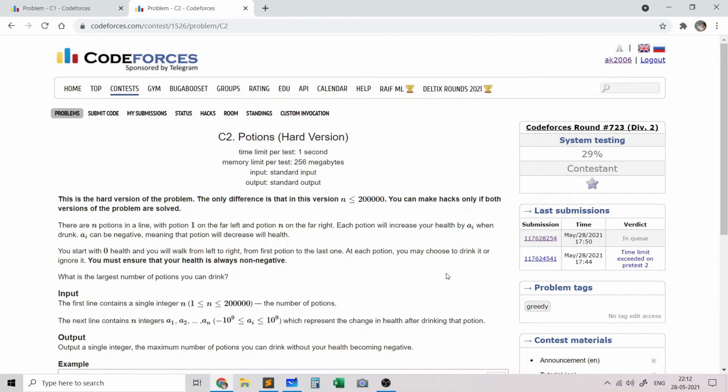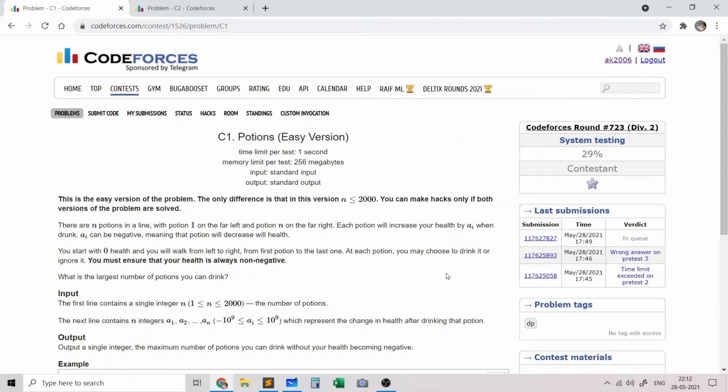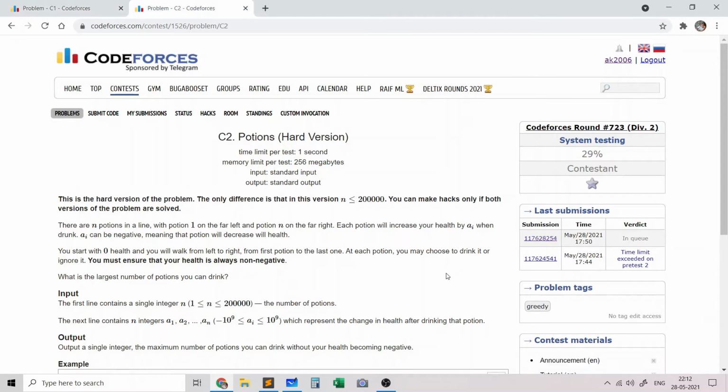Hello everyone, in this video I will go over my solution to the problem named Potions. This is from today's Div 2 contest and is the harder version of this problem. I solved both the easy version and the hard version of this problem in the contest, and I'll explain my solution to the harder version in this video.